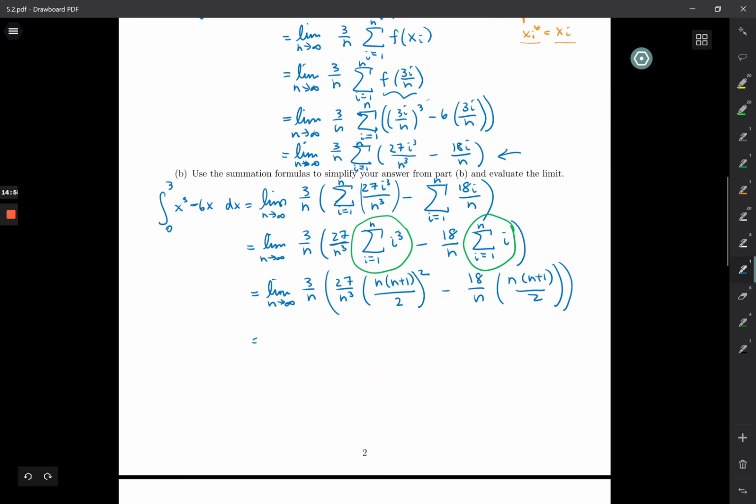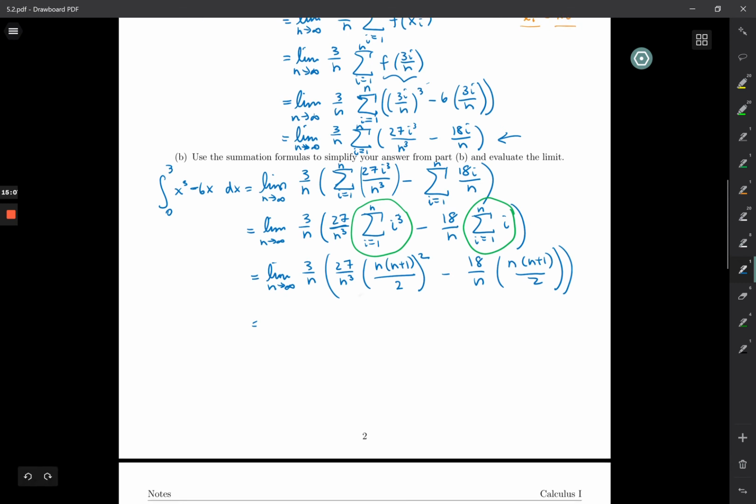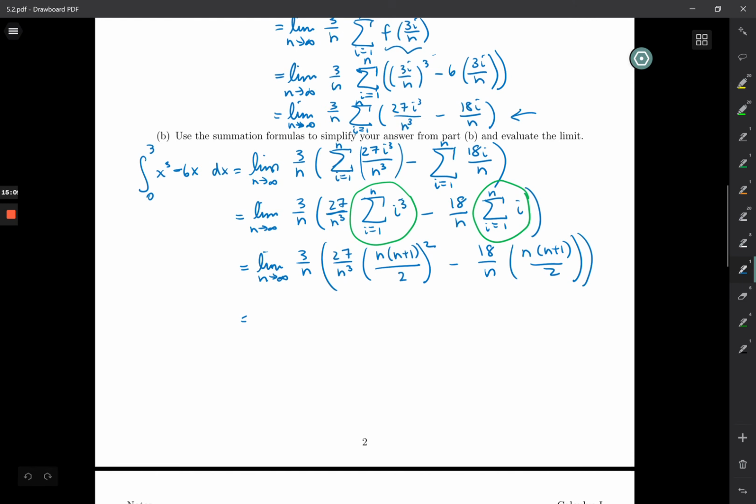Now we have something in terms of n. We just need to simplify it so that we can see what's going on and try to evaluate the limit, right? Now this is more of a normal limit that we might have encountered before. So let me go ahead and distribute this 3n, since that's been hanging out front this whole time.